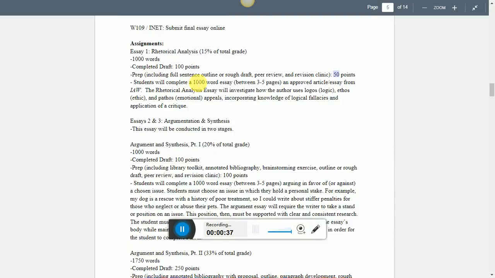And the essay is going to be about 1,000 words, between 3, maybe 4 or 5 pages, analyzing an approved article from Inquiry. Again, this is why you need to have the book right away, because next week we're diving right in. And it's going to investigate how the author of the article you chose uses logos, ethos, and pathos, and we'll talk about that next week.